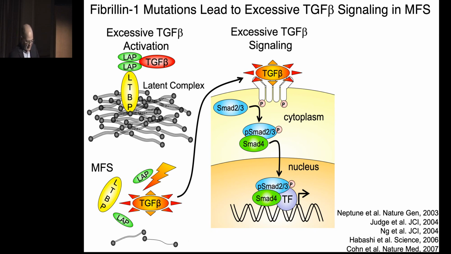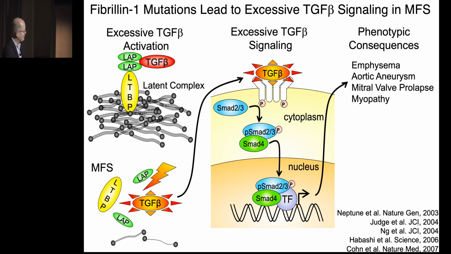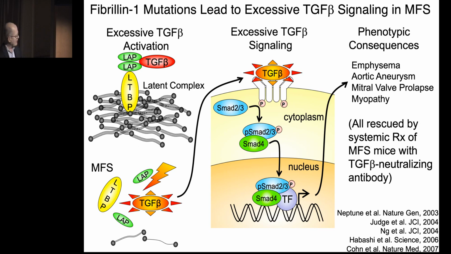And most importantly, we could show that this had phenotypic consequence, not only in the lung, but also it was responsible, at least in part, for driving aortic aneurysm, mitral valve thickening and dysfunction, and skeletal muscle myopathy. Because each of these phenotypes could be greatly attenuated or even prevented in Marfan mice by treating with TGF-beta neutralizing antibody.